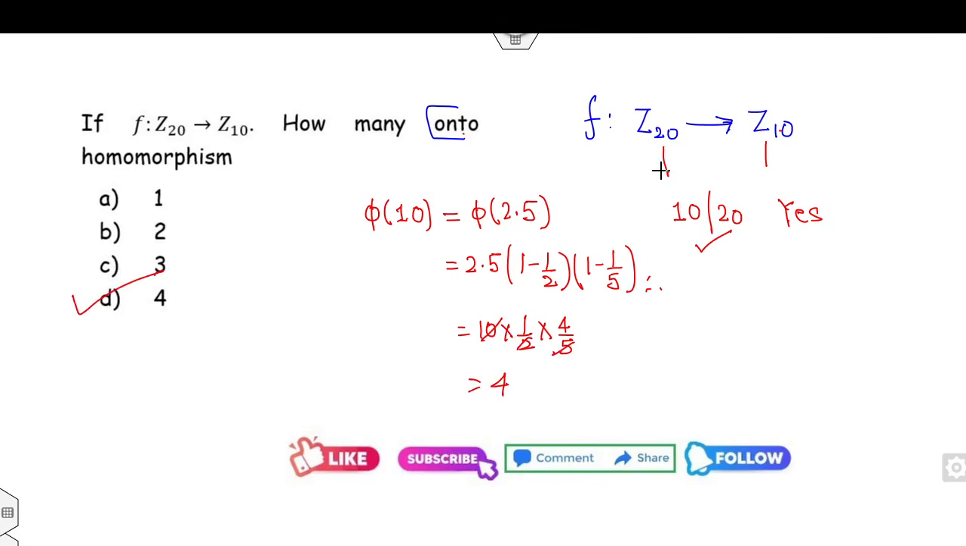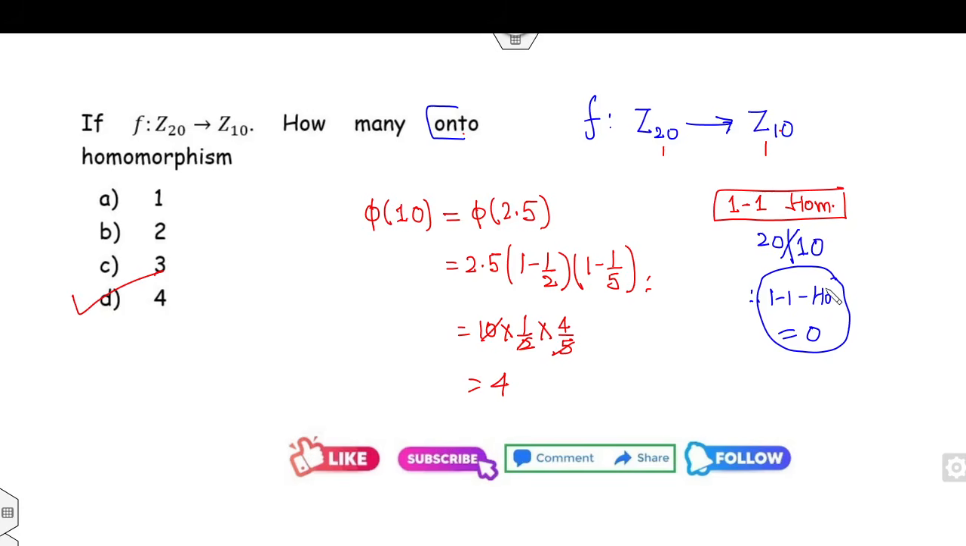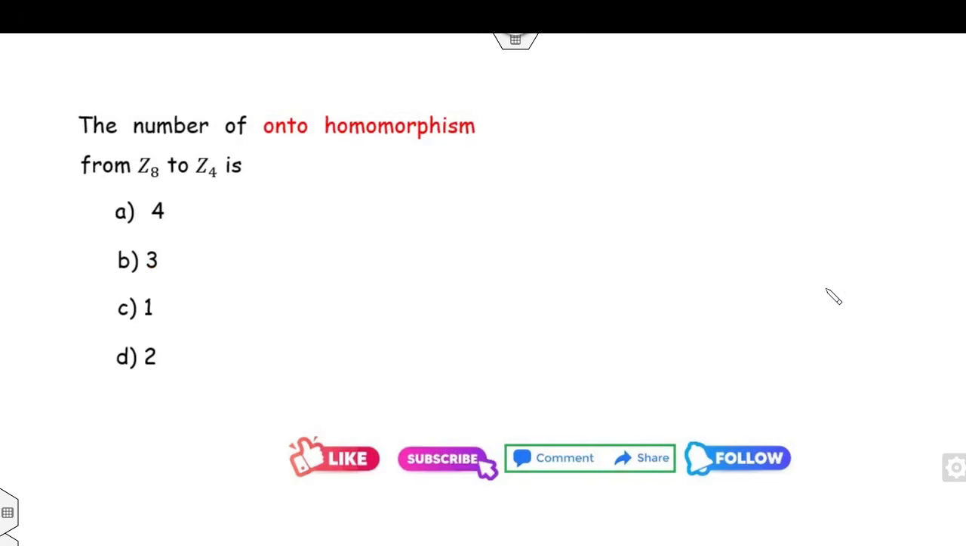If somebody asks how many 1-1 homomorphisms, can you find the number? For 1-1 homomorphisms, this quantity must satisfy the divisibility. Does it divide? No, 20 doesn't divide 10. So how many 1-1 homomorphisms? 0 is the right answer. Look at this next one: how many onto homomorphisms from Z8 to Z4?